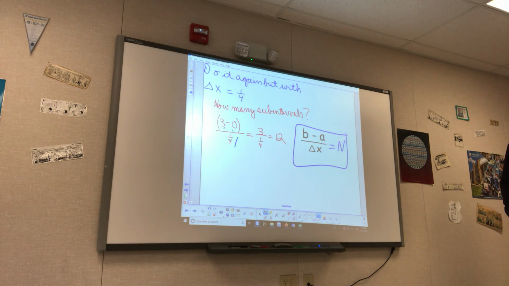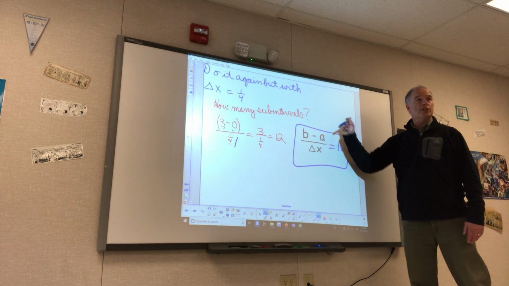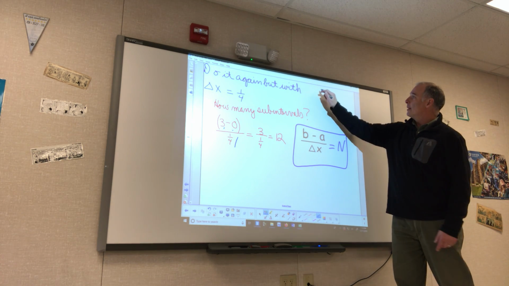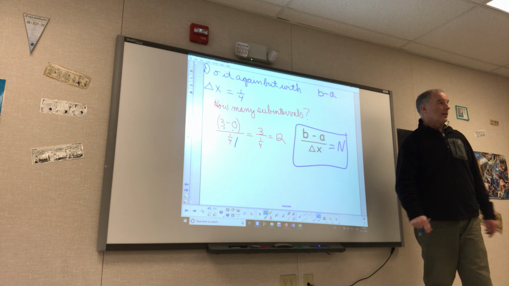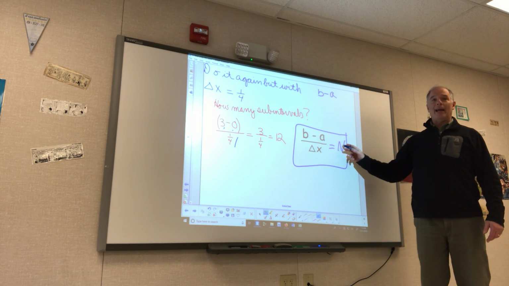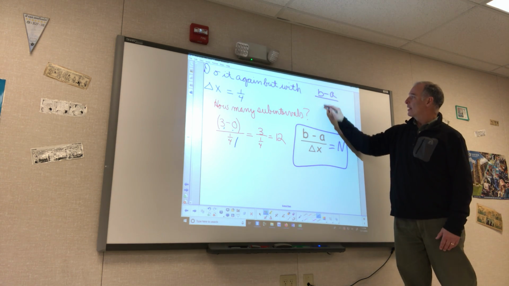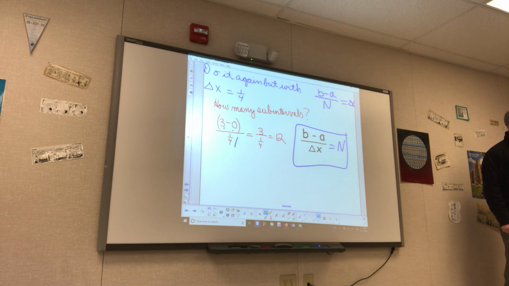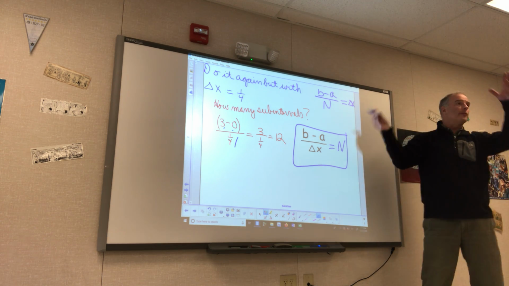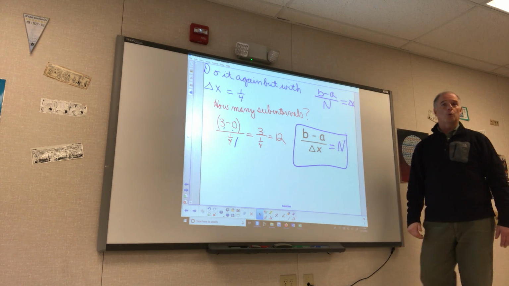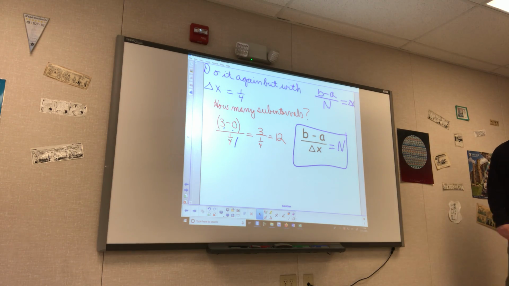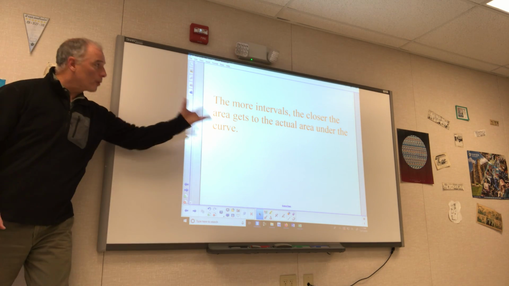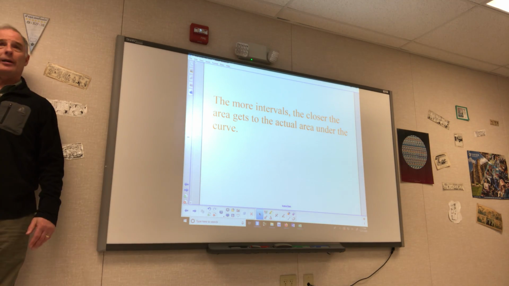Division by a fraction is the same thing as multiplying by the reciprocal. You can rearrange this in any way, depending upon what you know and what you want to find out. If I've got b minus a, that's how wide the interval is, and if I wanted 10 subdivisions, I could divide by 10, and that would tell me how wide to make each one of them. So you can rearrange that, solve it for whichever piece you want to know. Does it make sense that the more intervals I've got, the closer I'm going to get to the actual answer?